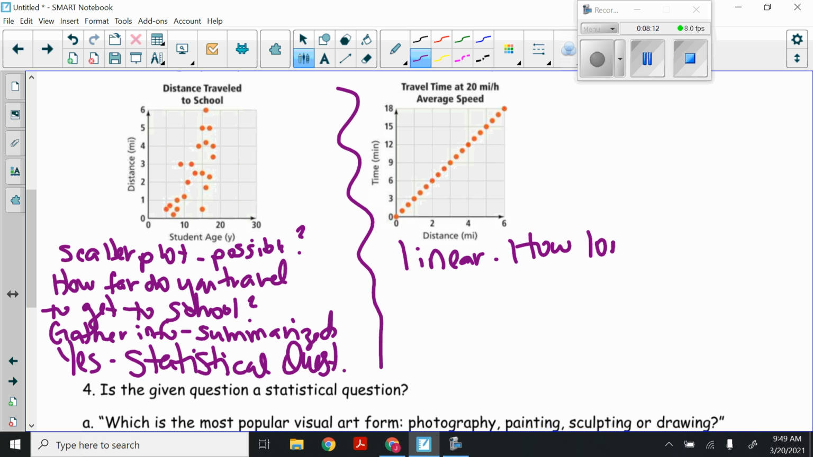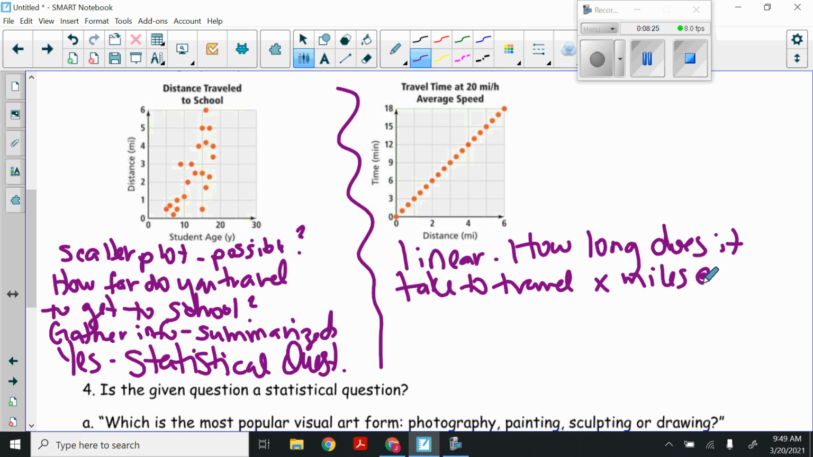So how long does it take to travel, let's say X miles at 20 miles per hour? This has a predetermined answer. For each X, there's only one Y value.